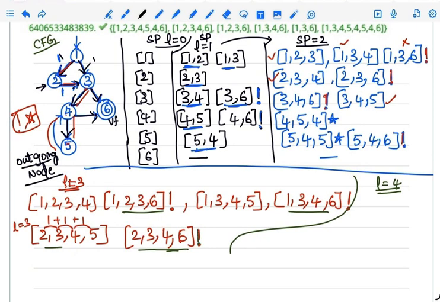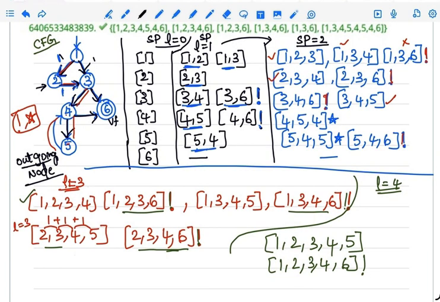Cannot be extended. So 1, 2, 3, 4. We extend this one: 1, 2, 3, 4, 5. This is a simple path of length 4. Next 1, 2, 3, 4, 4 to 6, right? So that is 1, 2, 3, 4, 6.